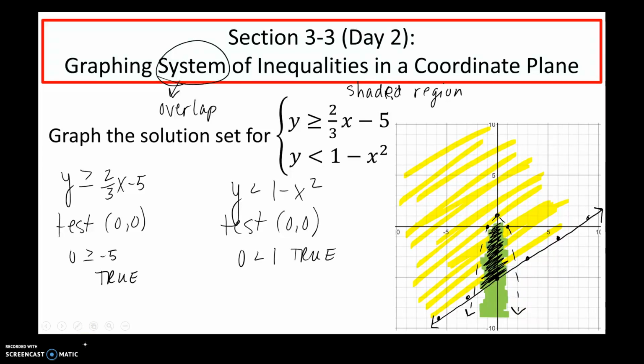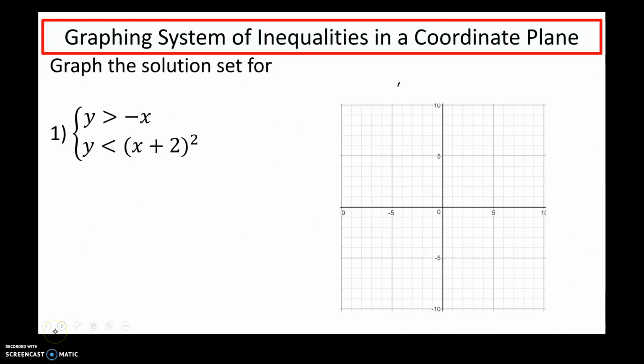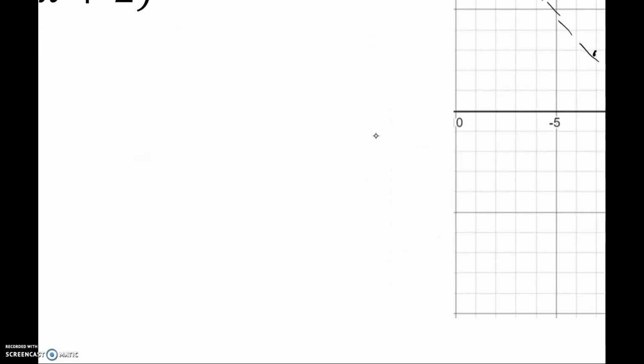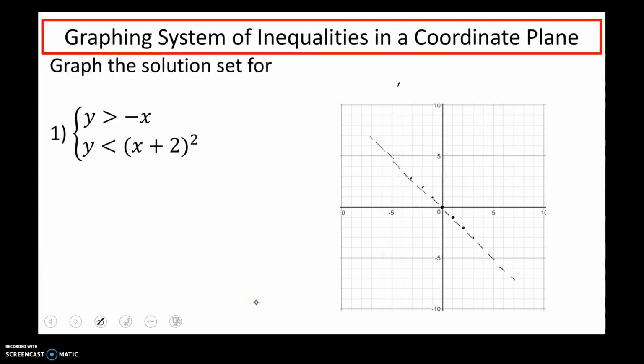So now here, you don't have to write an interval. It's all about the overlap of the shaded region. Okay, so y is bigger than -x and y is less than the quadratic. So -x, that's a line with a y-intercept of 0 and a negative slope. Okay, my boundary line is dotted or dashed. It cannot equal it. Okay. Zoomed it in there for you.